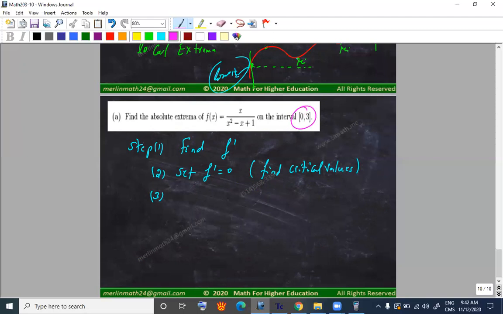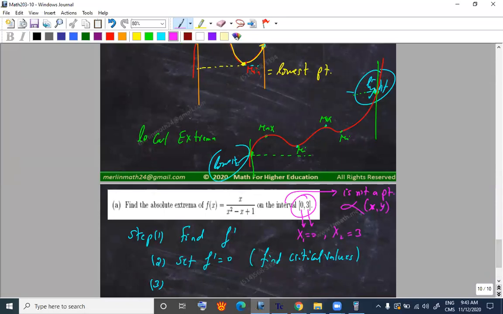What does 0 stand for in the interval 0 to 3? What letter names can you give for 0 and 3? X and Y? So what is 0? X equals 0, right? What is 3? Y? No, it's a common mistake. It's not a point. This is x1 equal to 0, and this is x2 equal to 3. Be careful: an interval is not a point xy. It is first x, second x, and it is demonstrated graphically. When I cut it, there's an x here and an x there.